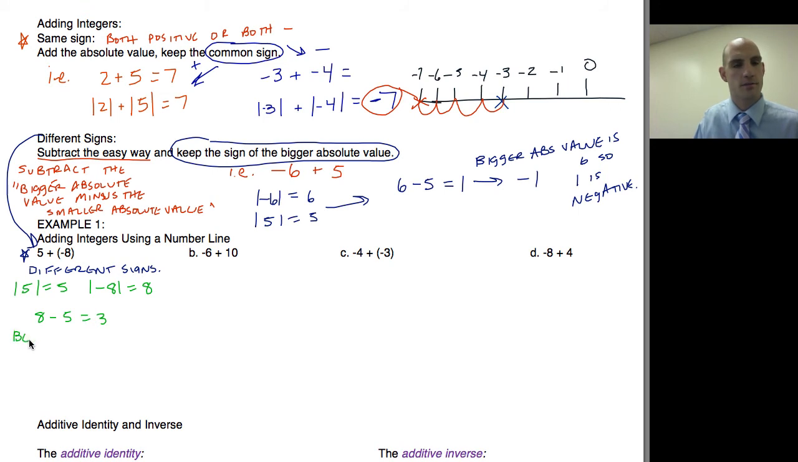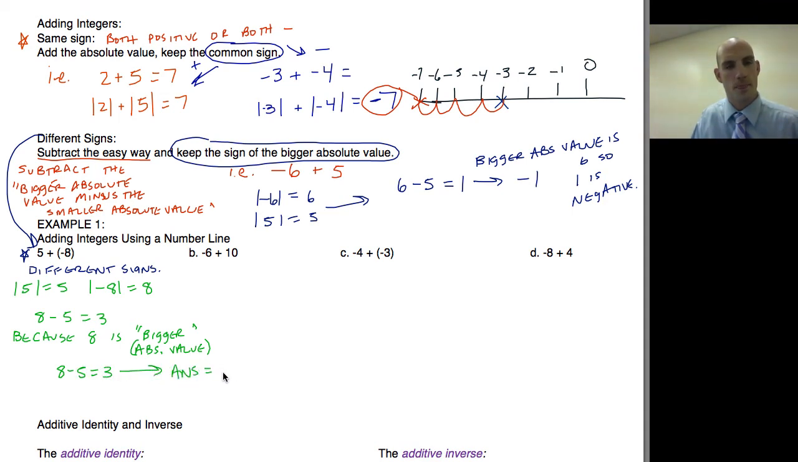And because 8 is bigger, meaning absolute value, I'm going to keep the sign that stays with 8. So it's going to be 8 minus 5 is 3. And the answer equals -3. Because this negative comes from the -8.